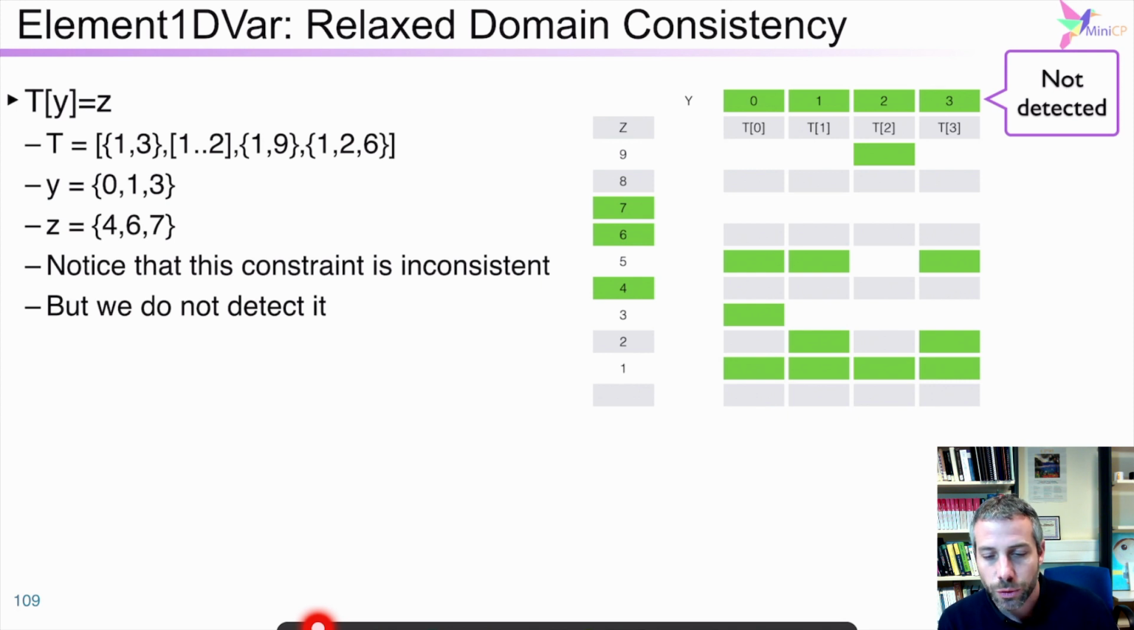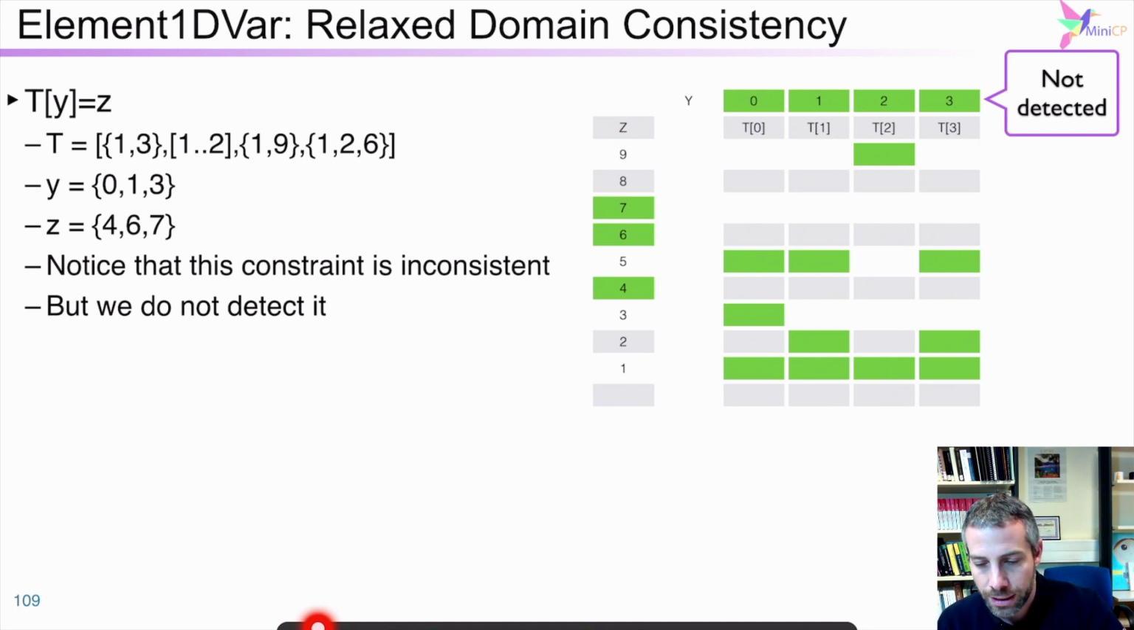And to realize that it's a relaxed consistency, it's not able to detect any possible failure, for instance. I have depicted here an example of domains for that constraint that is inconsistent. So there is no feasible solution even for that constraint, but the relaxed domain consistency that we have used will not detect it. But we can make the exercise of detecting it.